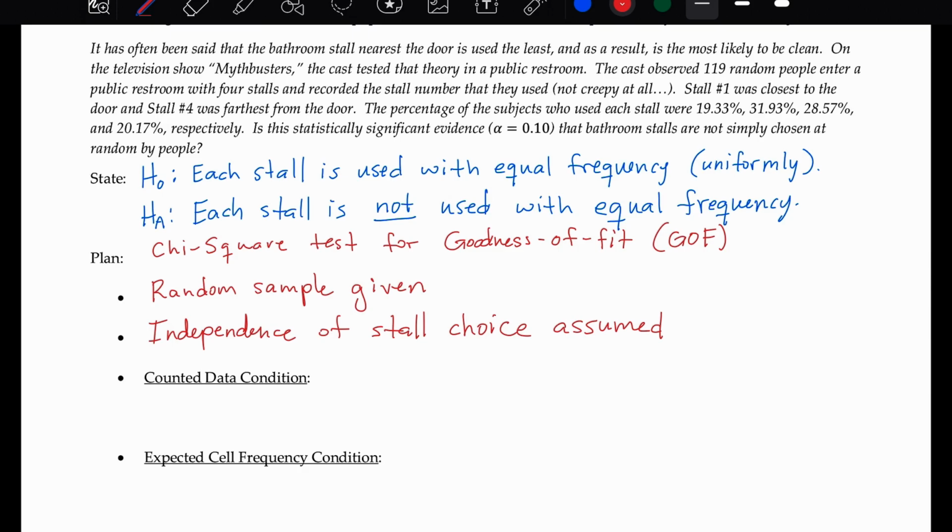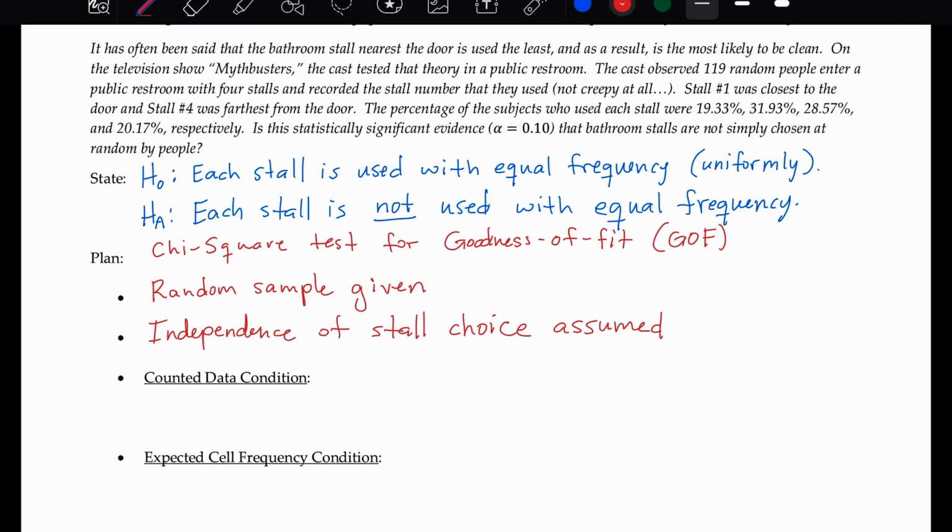The next thing we need to check off is the counted data condition. For chi-squared tests, we always use counts, raw counts, and not percentages here. Now, the values given above are in percentages. So this is a very important example of where we need to actually come up with what are the raw counts. That will be important when we go to do our work down below in our do steps. But in this particular case, we don't have to do all of it up here. We can just show one example of us converting to raw counts.